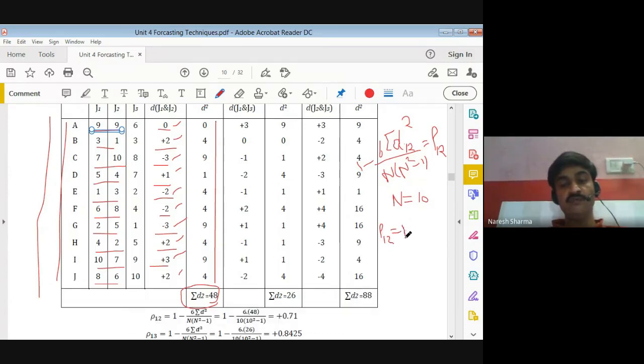That is your 1 minus 6 multiplied by 48, that is summation d square, and divided by your 10, that is n. Then it is 10 square, that is 100, minus 1 is 99.